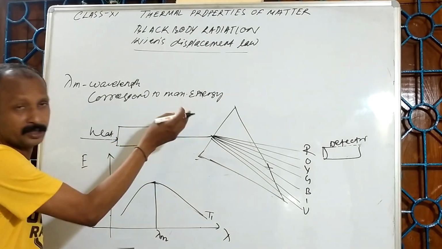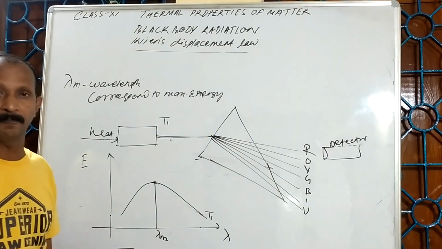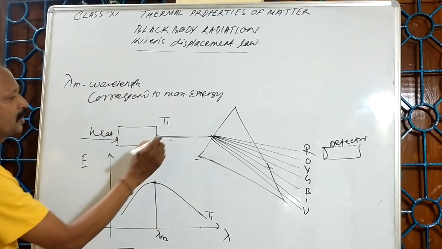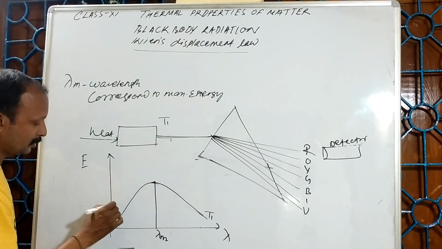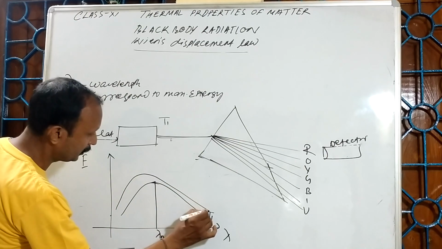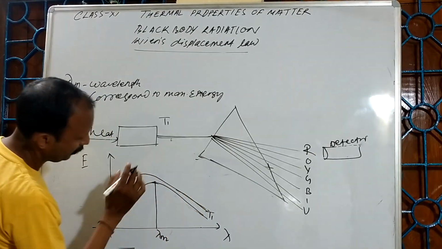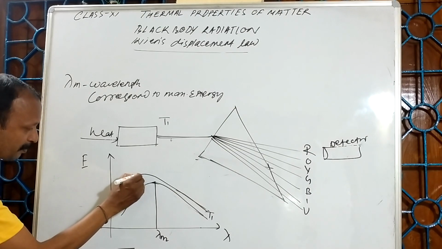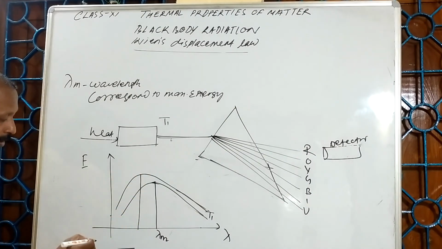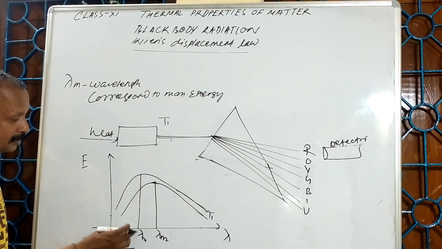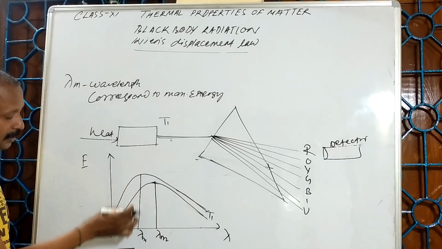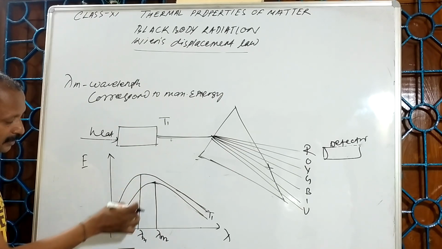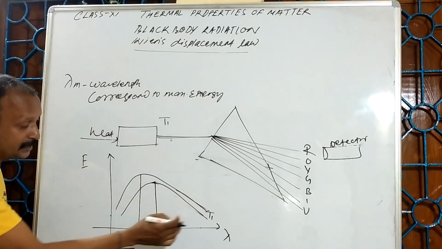Now I shall change the temperature. Some different amount of heat will be supplied. Suppose the temperature increases to T2 in place of T1. Then this graph will be changed. Suppose the graph is like this. Then what happened? Now the maximum energy came here. This is lambda m, the wavelength associated with the maximum energy. When the height of the energy is increasing, the wavelength is decreasing.